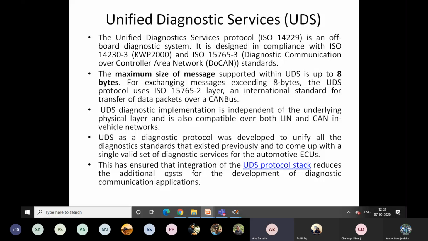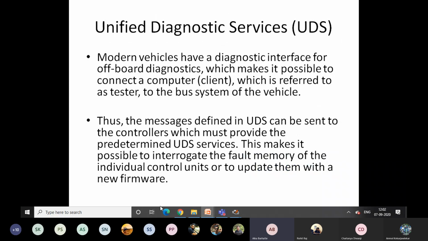This has ensured that integration of the UDS protocol stack reduces the additional cost for the development of other diagnostic communication applications. Like here it is going for K line, L line. Okay, so UDS is using the existing protocols for communication, which results in a reduction of the additional cost.